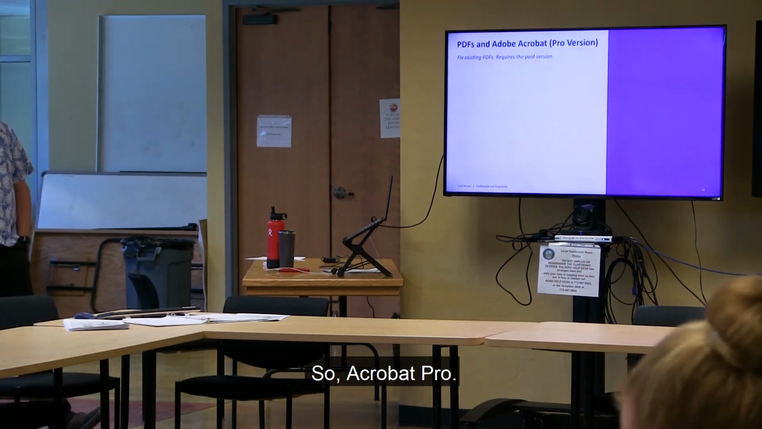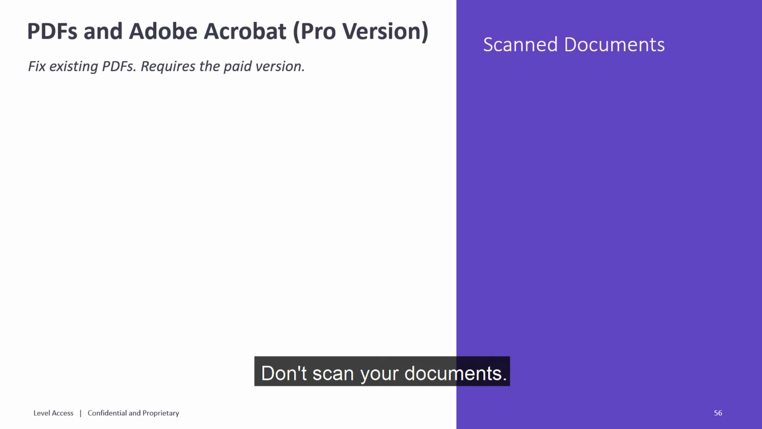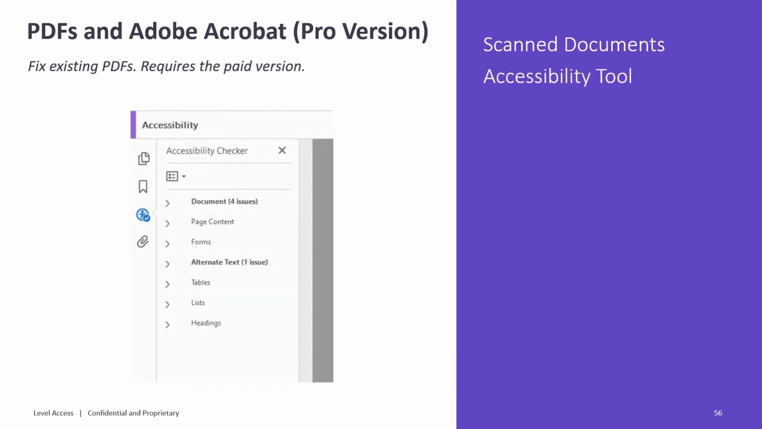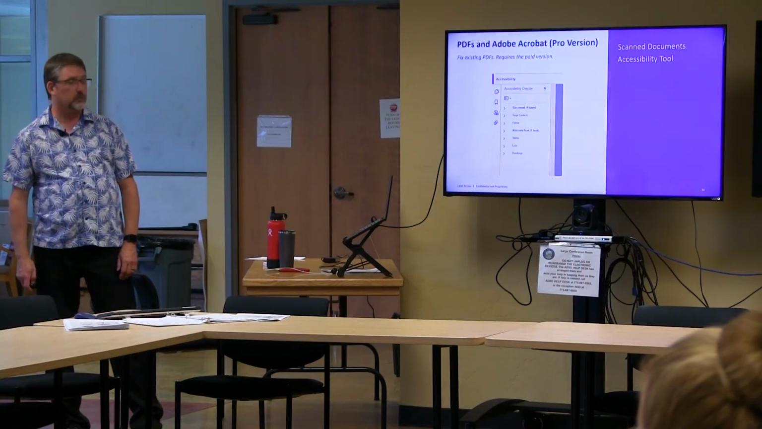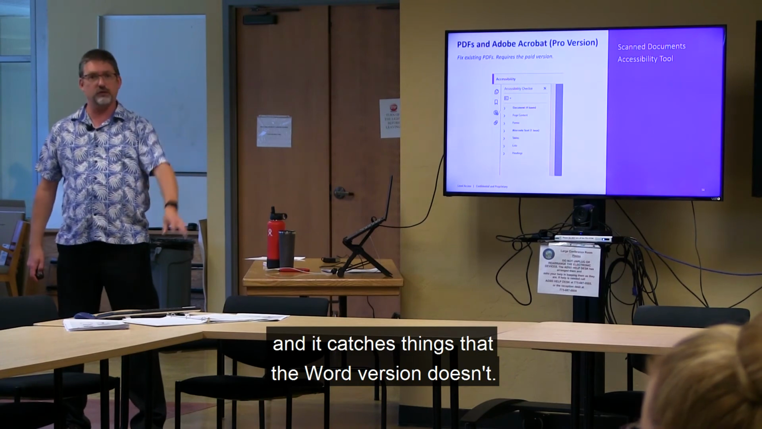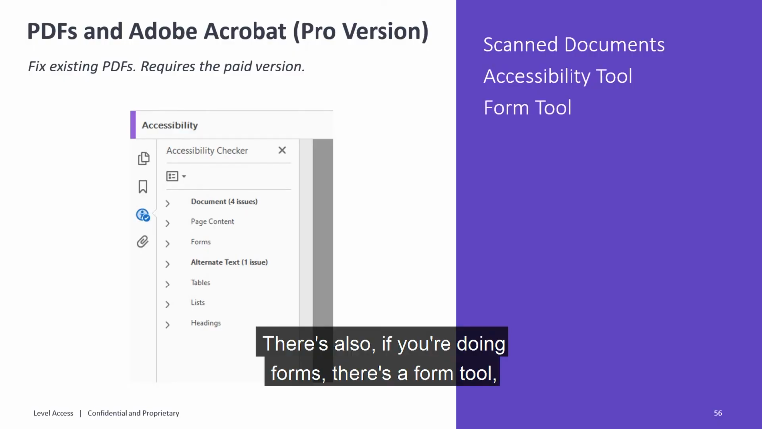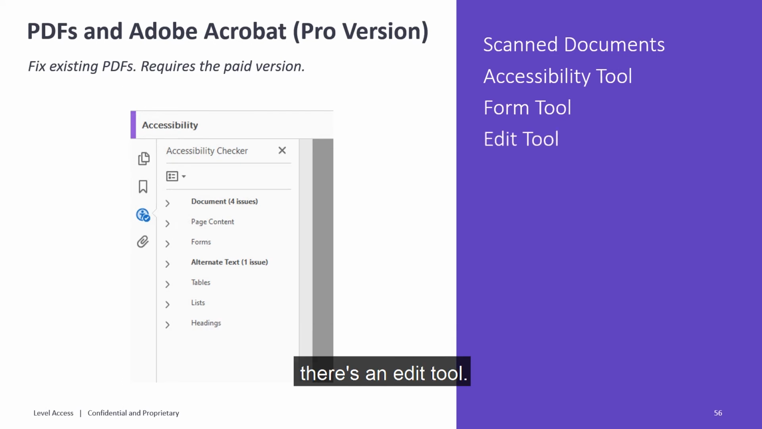So Acrobat Pro, don't scan your documents. Use their accessibility tool because it's a good thing, and it catches things that the Word version doesn't. There's also, if you're doing forms, a form tool and an edit tool.